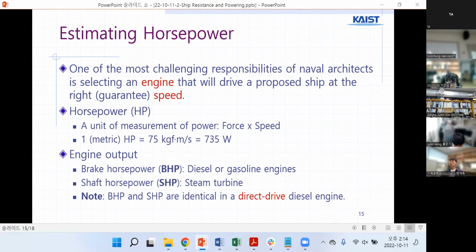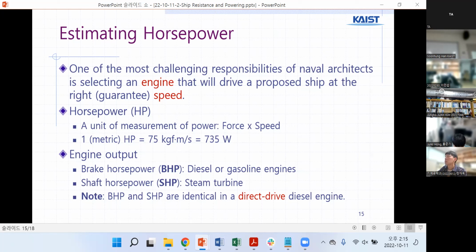So the most challenging responsibility of an engineer as a naval architect is selecting an engine, right? As I said. And this is a guarantee speed. There's a contract with the owner. The owner provides a shipbuilding company big money to buy a ship. And usually the contract is signed. Main items are delivery date, speed, and cargo capacity. Most important. The speed guarantee is most important.